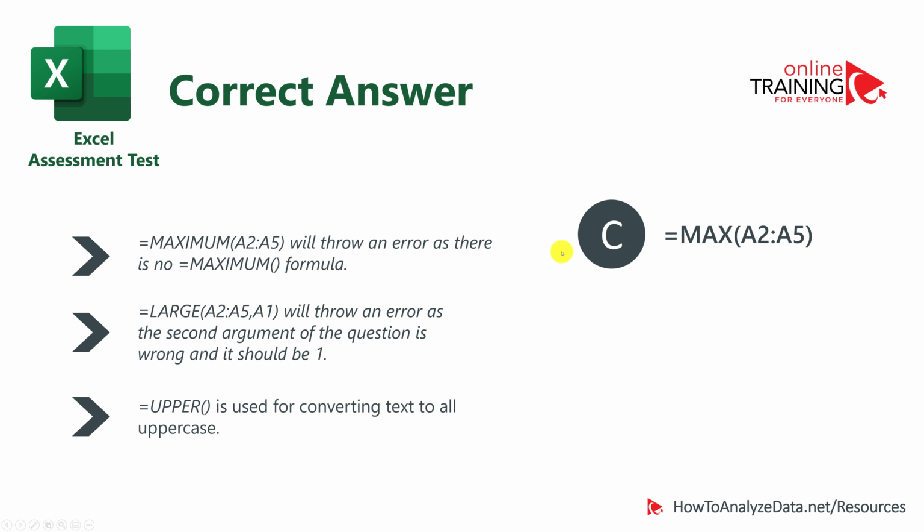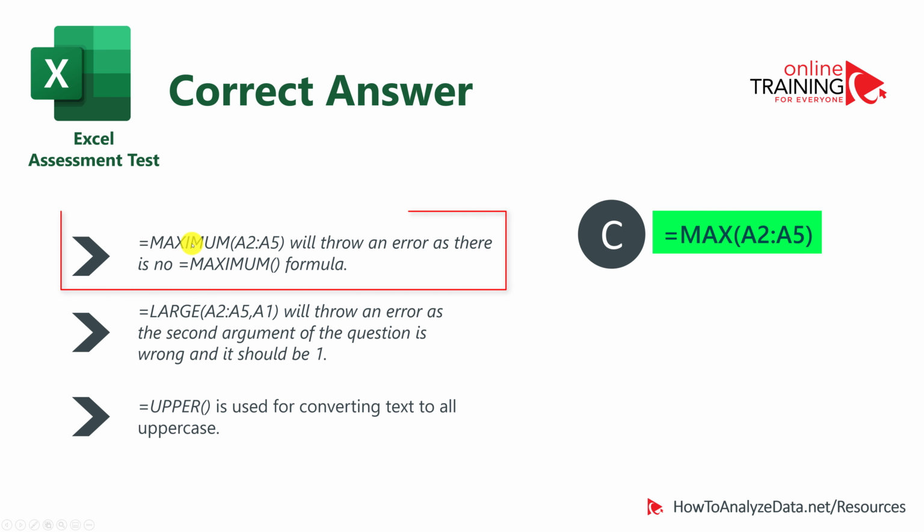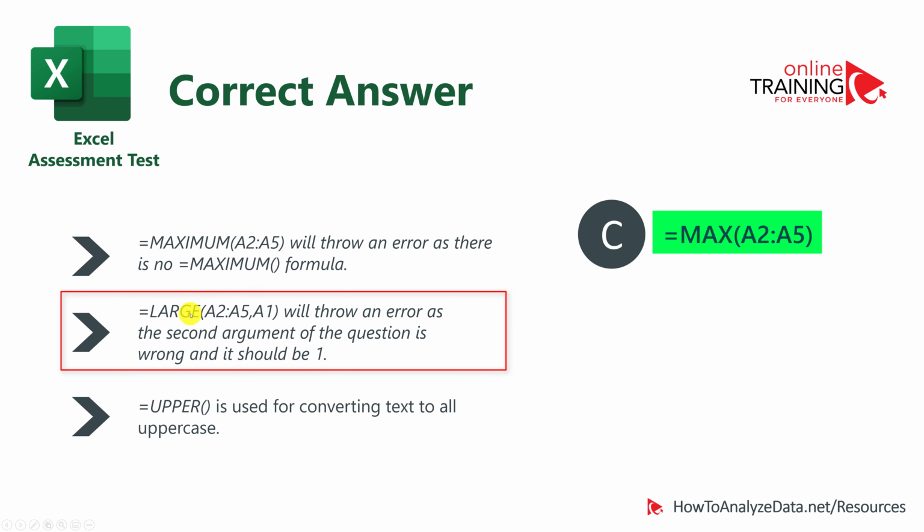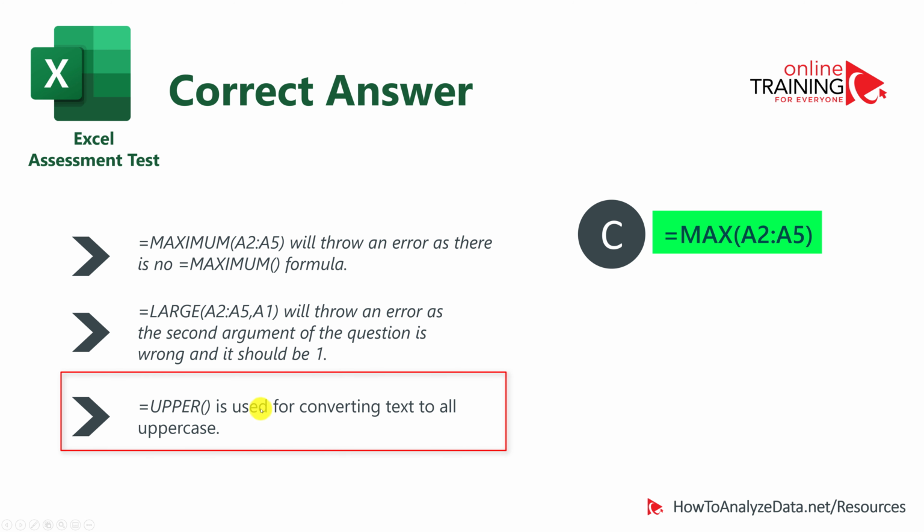So as you can see, the correct choice here is C, but other functions here on the list, some of them do not exist. Like in the example of the MAXIMUM function. LARGE will give you an error because there's an extra argument here, so it's not going to get you the right answer. And UPPER is used for converting text to uppercase, which is not the right choice here. So hopefully you got this one right.